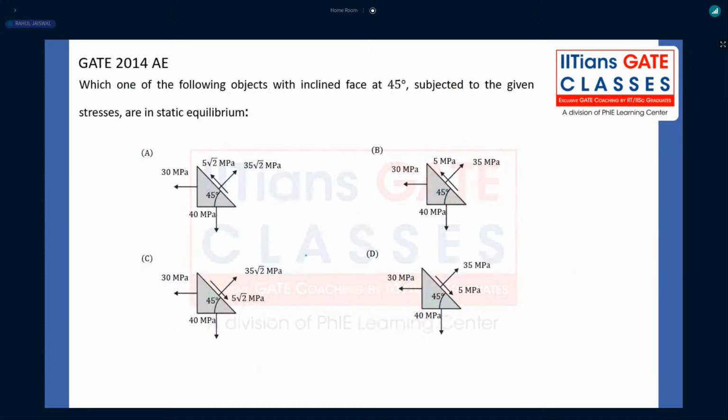Now we will solve one numerical, then we will see whether you are understanding or not. Getting my point? Now try to see this numerical. All of you can see this numerical? Yes.